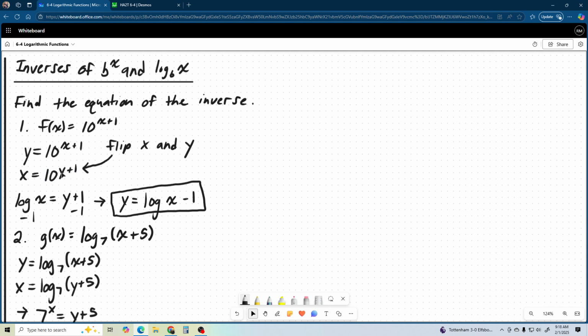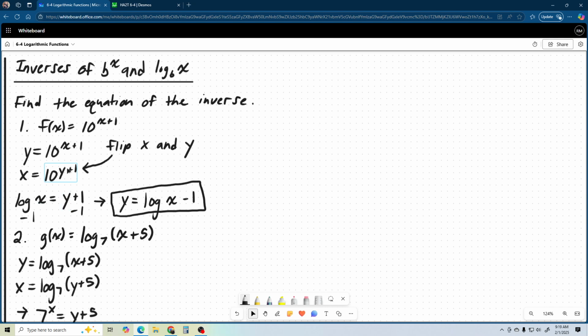And now remember, to undo an exponent, we have to write this in logarithmic form. So what we're saying is the base is 10, right? Which we learned as a common log. We don't even have to rewrite that. Right? So this is going to be log base 10 of x, right? Because x is our answer here. Log base 10 of x equals our exponent, which is y plus 1. Remember, a log is an exponent.